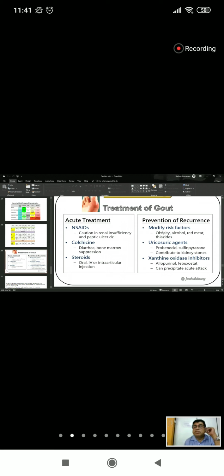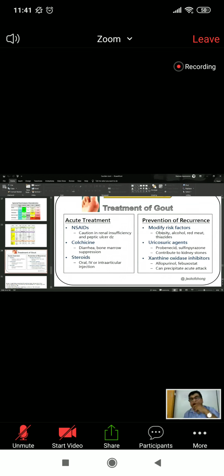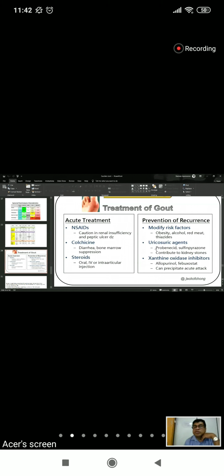Then of course, modify the risk factors like stopping alcohol, stopping thiazide diuretics, and treating obesity. Then you can use uricosuric drugs like probenecid, or xanthine oxidase inhibitors, febuxostat and allopurinol. Allopurinol is what we are more familiar with. So that's the treatment of gout, but that is usually used after joint inflammation subsides. Once joint inflammation has gone down and ESR has come down, in about 2 weeks' time, we will start these xanthine oxidase inhibitors.